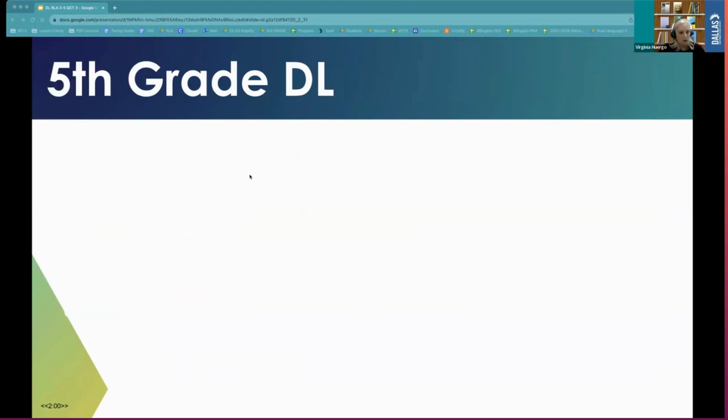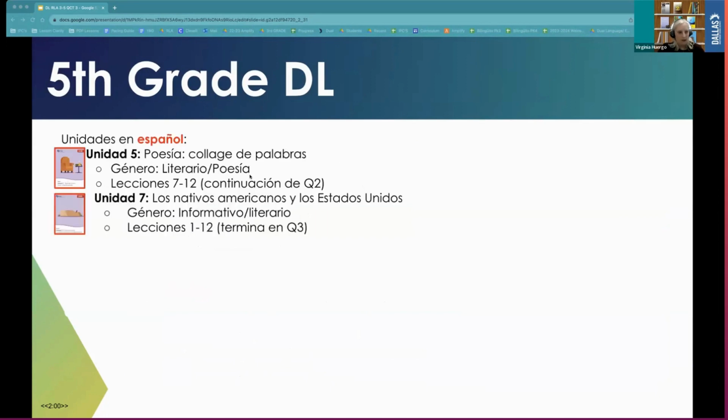Now we're going to go to 5th grade. In 5th grade, we will start with Unit 5, Poesía, Collage de Palabras, and also Género Literario y Poesía, and the lessons are 7 through 12. And in Unit 7, Los Nativos Americanos y los Estados Unidos, genre, informational and literary, you will have lessons 1 through 12, finishing in quarter 3.